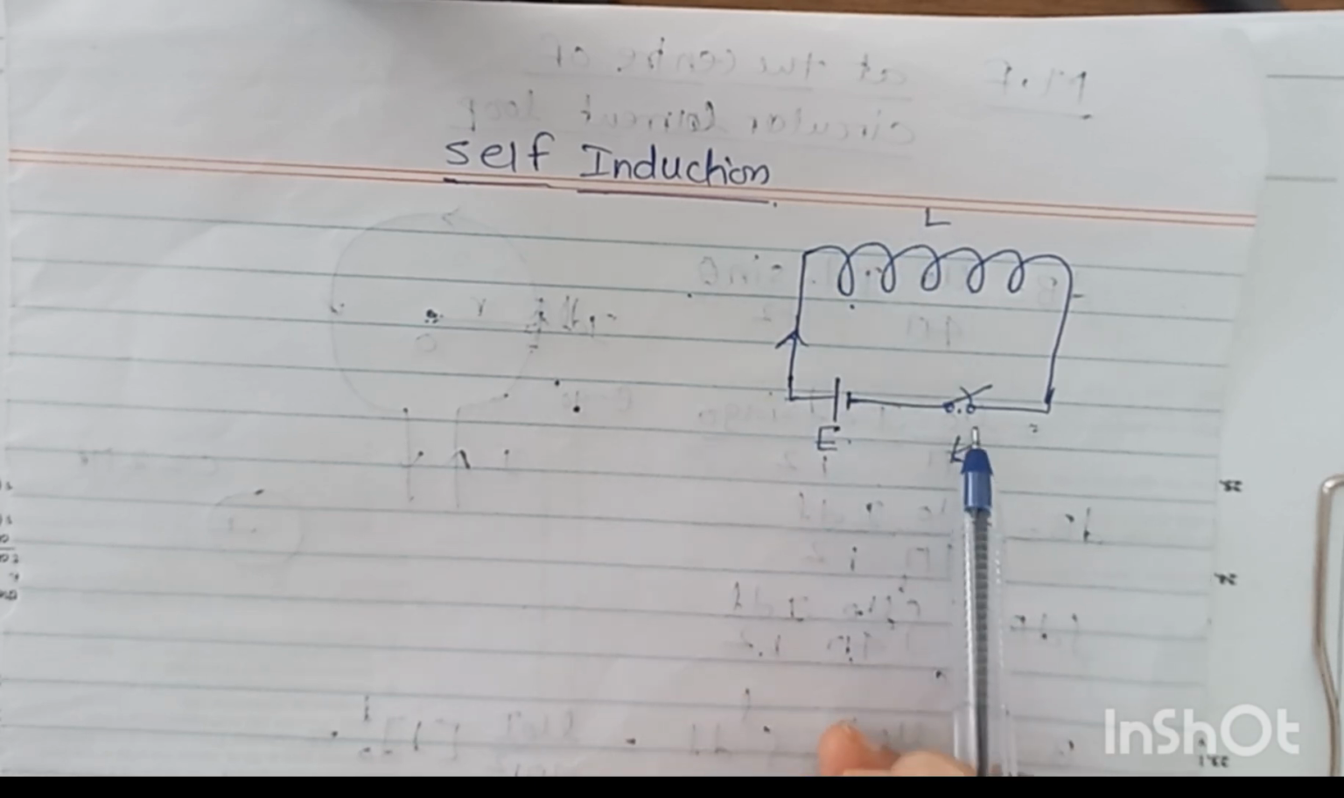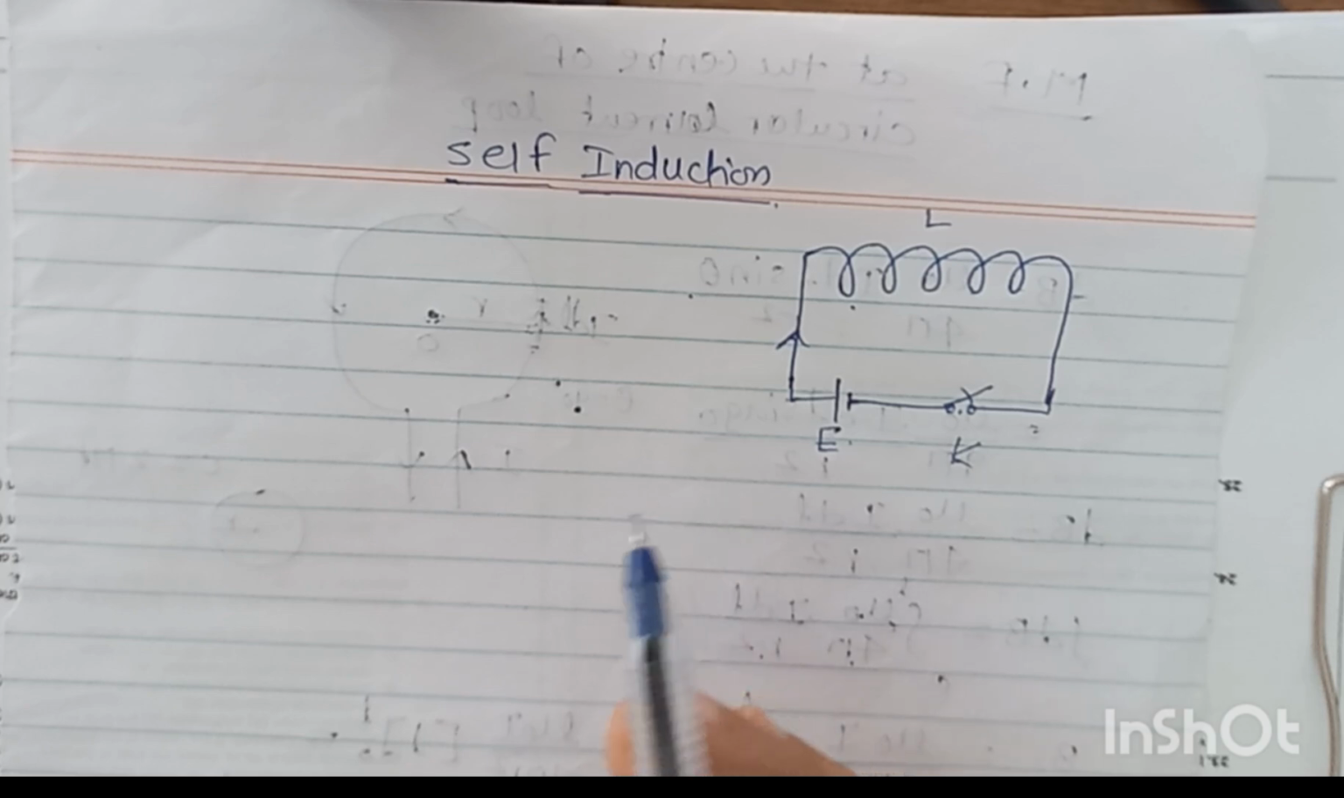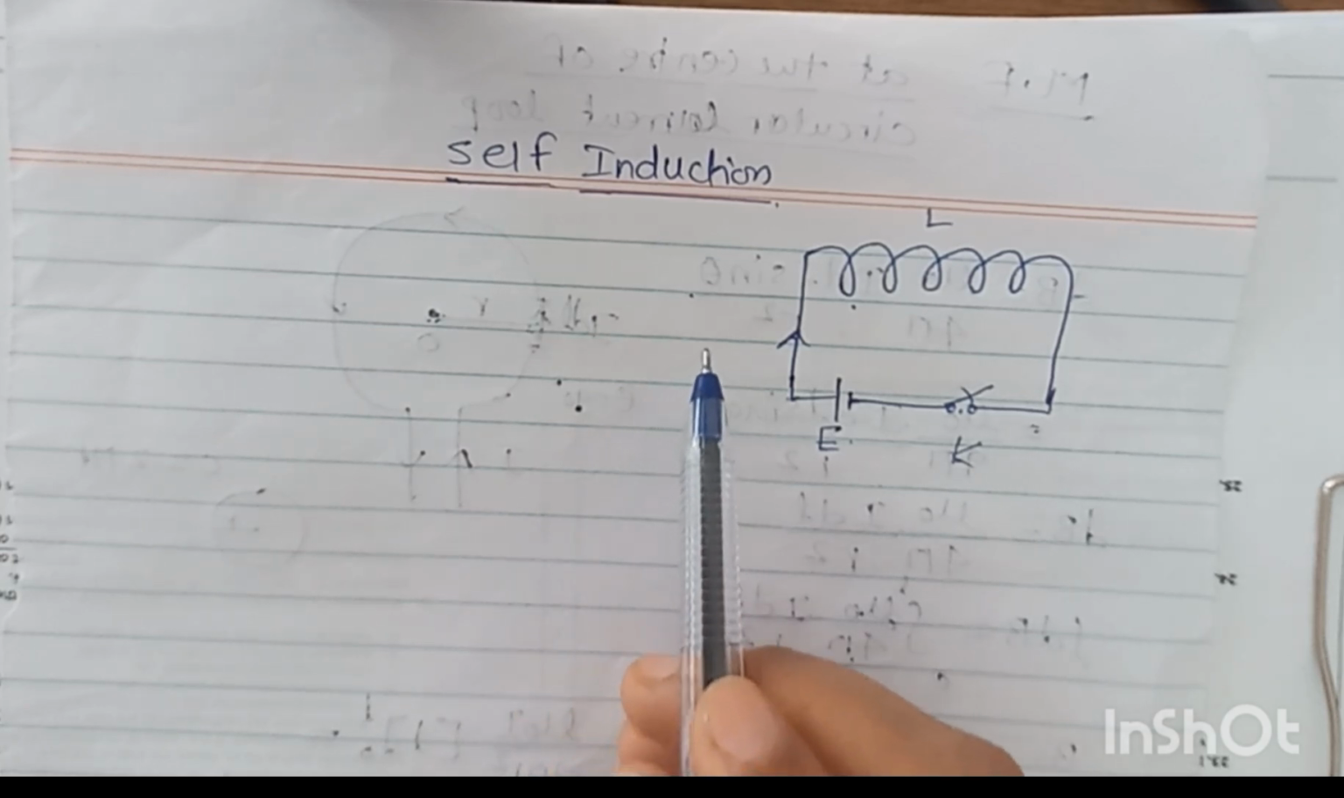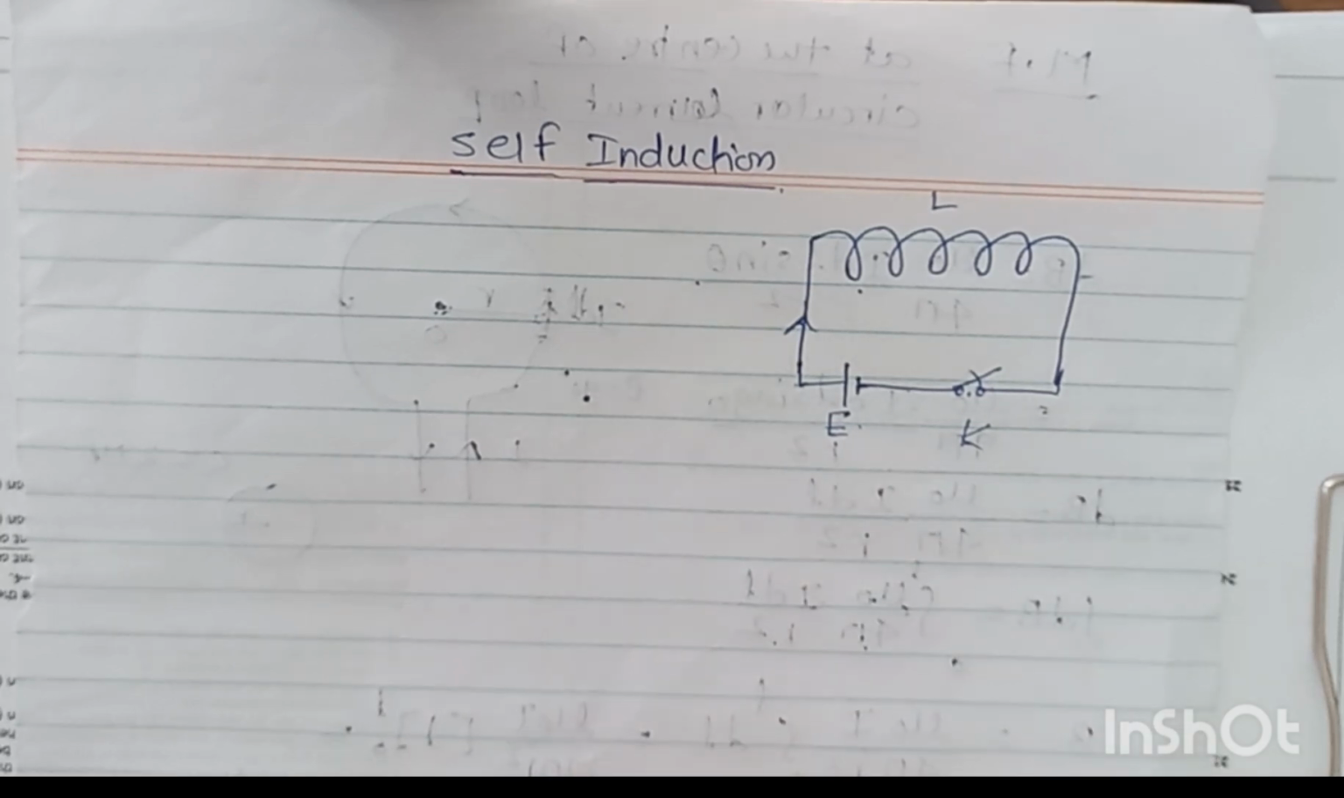So when you again open this key, the current in the circuit starts decreasing. It will not immediately come to zero; slowly it starts decreasing. As a result of this, the magnetic field lines linked with the coil start decreasing, and the EMF is produced in the coil so that it opposes the decrease of current in the circuit.